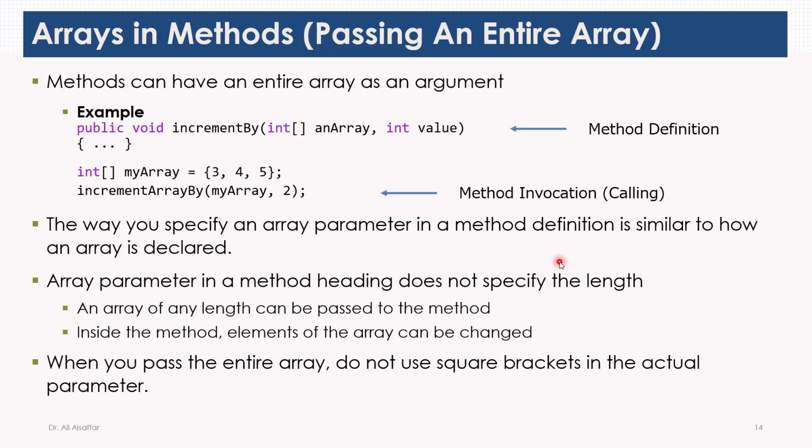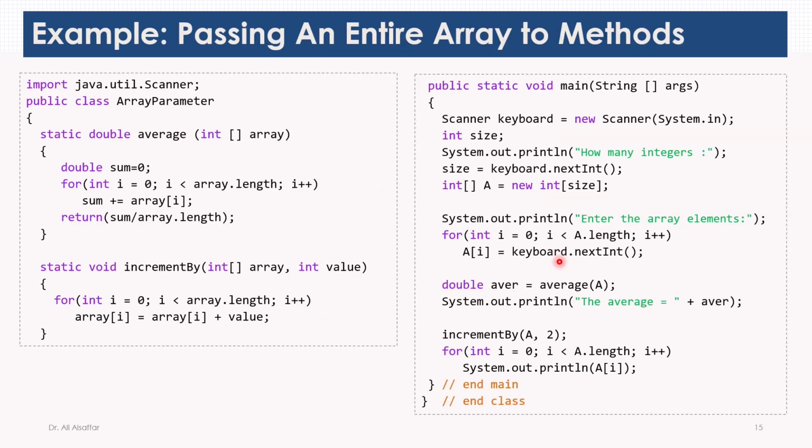Let us have a look into an example. In this example, we have only one class, which is called array parameter, and it has two methods in addition to the static main method. Since we are going to call these methods from main, and main is static, we have to define them as static. Notice here we are not writing public because we assume that by default any method that you define is public.